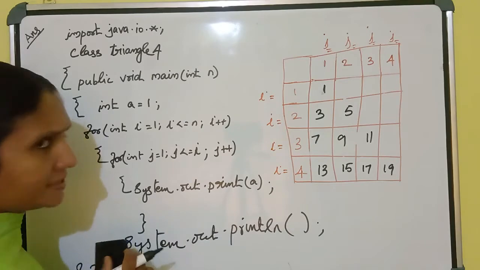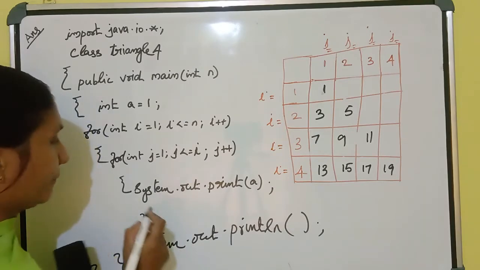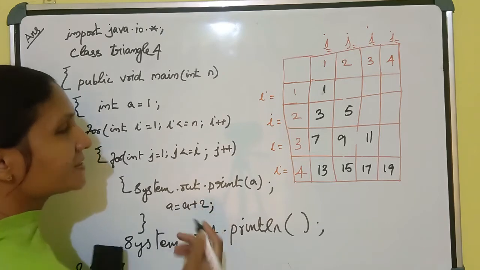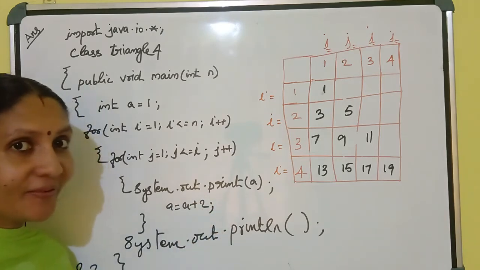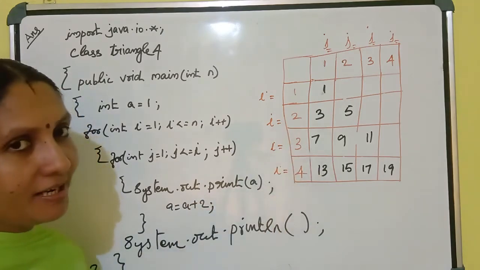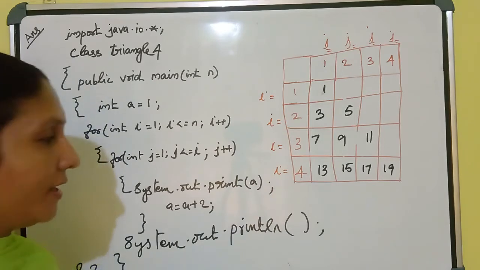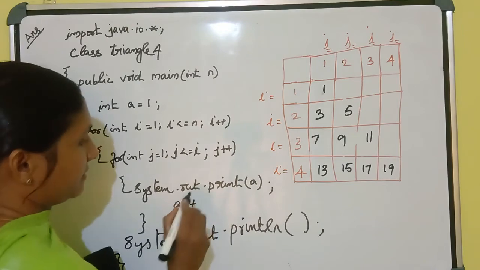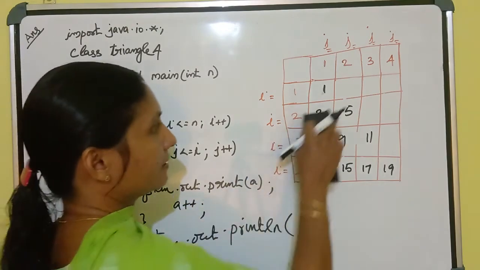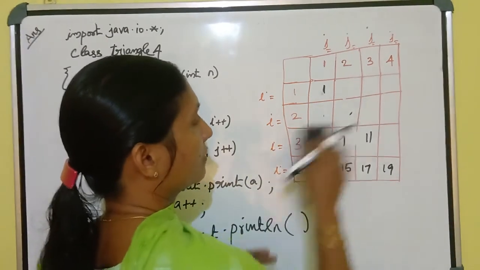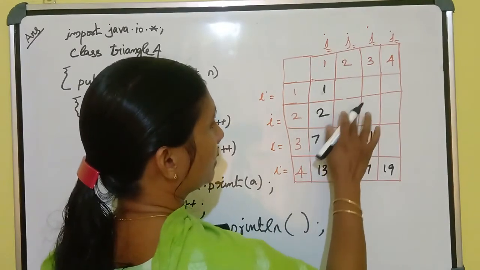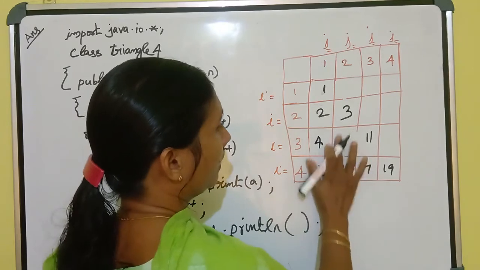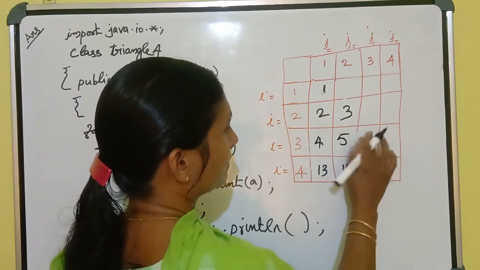Give a slight change to this one. How can you do it? a is equal to a plus 2. Simply you can do that. If you do like this, you can change the pattern. But in our question, we have to give a plus plus. Then you will get a which value? 2. For the examination, if they ask a question like this, you can change the values. Then you will get the answer like this.